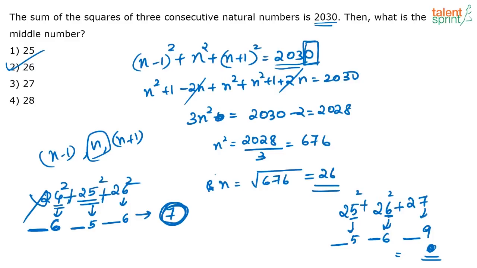Yes, consecutive natural numbers, you can write it as x, x plus 1, x plus 2. Whichever way you write, answer will be the same. I always generally take n minus 1, n and n plus 1 because I can cancel out such terms. It will be easier. That's why I take it. It is up to you. You can take any way.